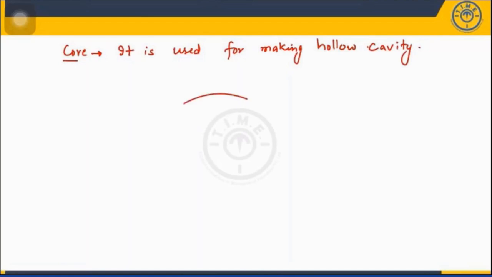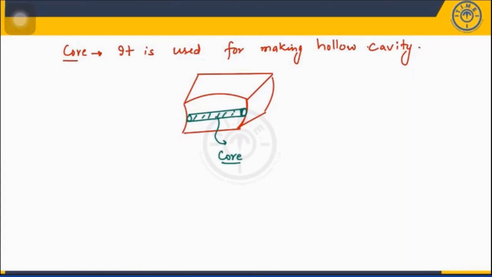So let me draw the diagram first. Okay, so this is basically a casting. Now this is the core which I have placed at the center. Why am I placing the core here? Because I want to make a hollow cavity. So the liquid molten metal can enter here as well as here, but it should not enter at this particular position. That's why I'm using a core, so that around this, the sand mold will be there.